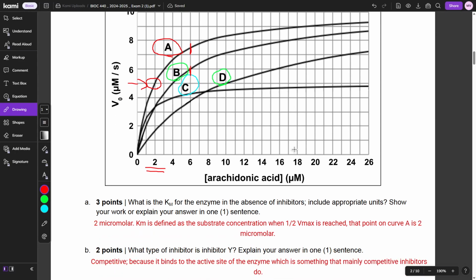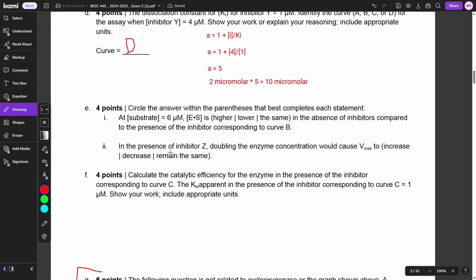Yeah? Okay, and of course, we'll come back at the end if you guys have questions, and I'm here afterwards as well. I also have to make sure I read the question correctly, because sometimes they mix around the wording and it throws me off. Is higher in the absence of the inhibitor compared to the presence of the inhibitor corresponding to curve B. Sometimes they'll flip the wording around, like asking about curve B with respect to the wild type. So make sure you're reading it carefully.